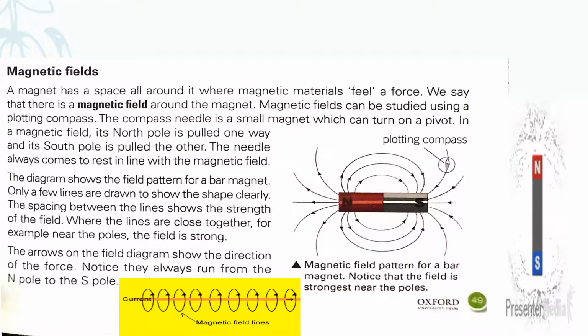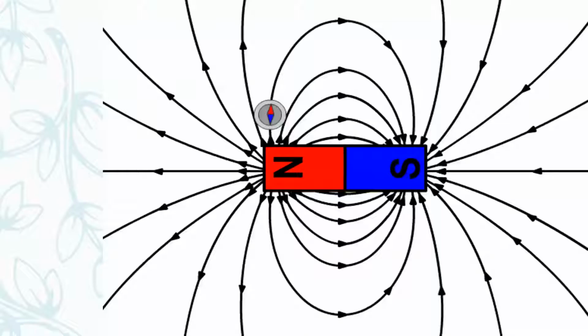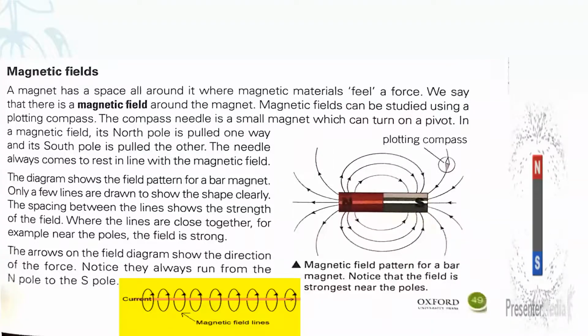Magnetic fields can be studied using a plotting compass. With the help of this, you can see here this is a compass. With the help of the compass, you can point out which side is north and which is south, because opposite poles always attract each other. So if you point the compass, it will give you the direction of the magnetic field lines as well as the poles of the magnet.